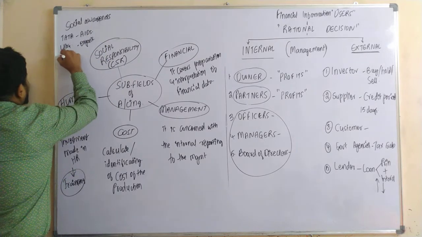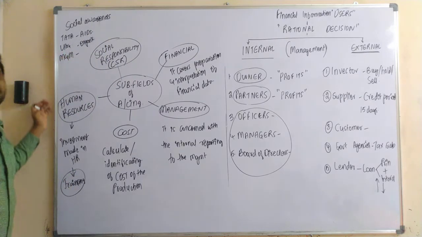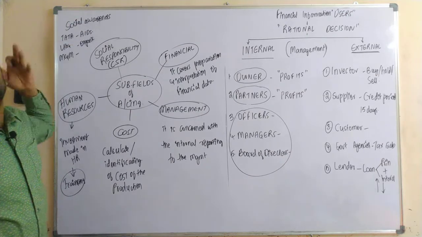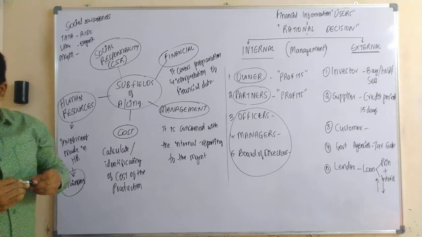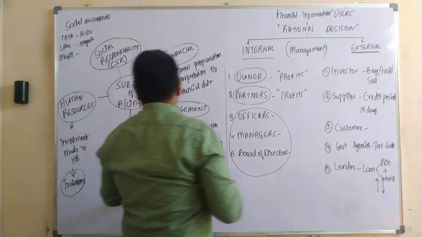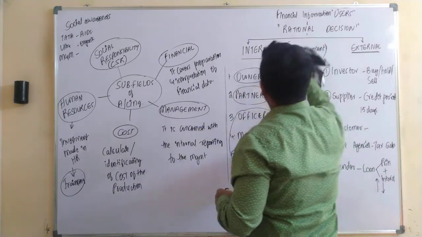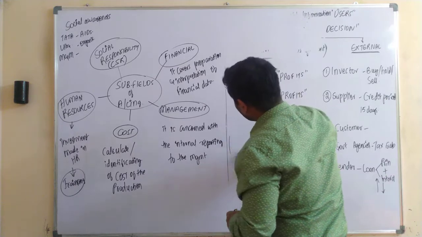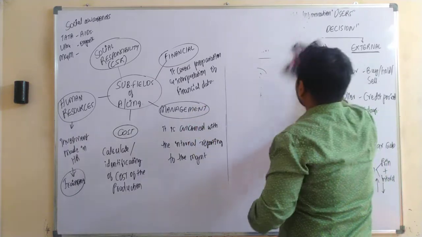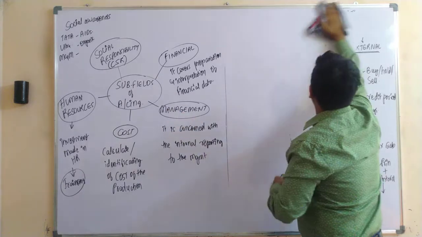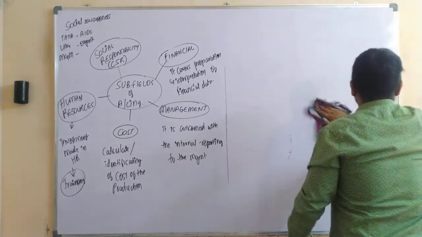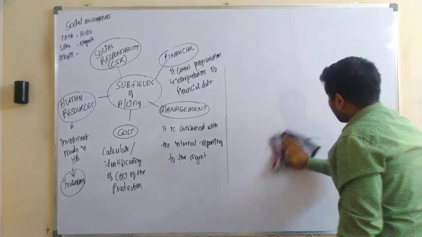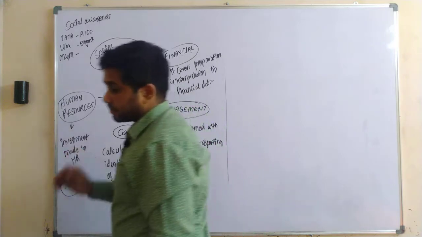Mahindra and Mahindra is engaged in girls' education. So these are nothing but what is prepared for the purpose of social awareness. That's it. So this is about the subfields of accounting, where accounting is subclassified into various categories: financial accounting, management accounting, cost accounting, human resources accounting, and social responsibility accounting or corporate social responsibility.